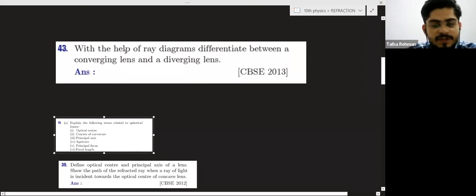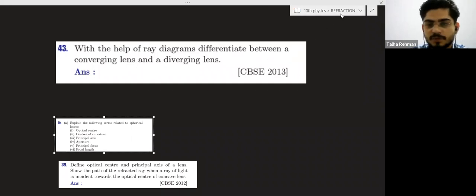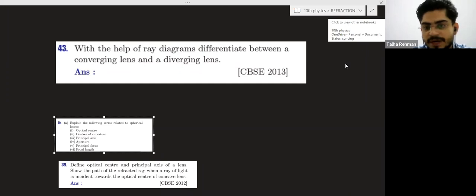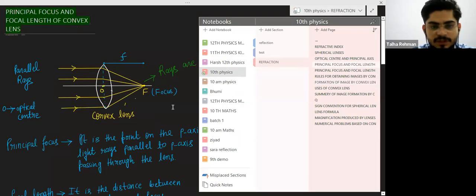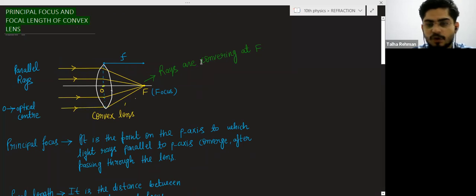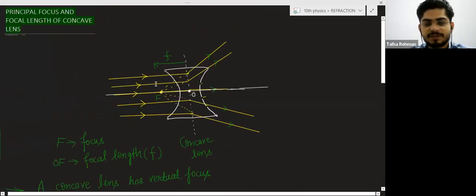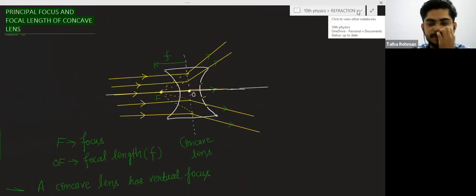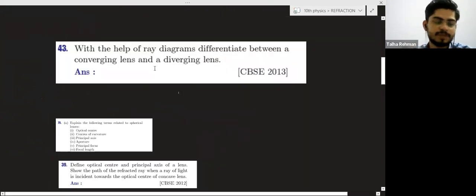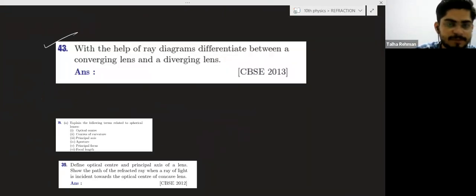The first question they are saying, with the help of ray diagram, differentiate between the converging lens and the diverging lens. So we have discussed this already with the help of ray diagram. This is the ray diagram for the converging lens. Convex lens is a converging lens. You can check the notes, and this is the ray diagram for the diverging lens. So you have to differentiate both the lenses. You can do this question with the help of notes.